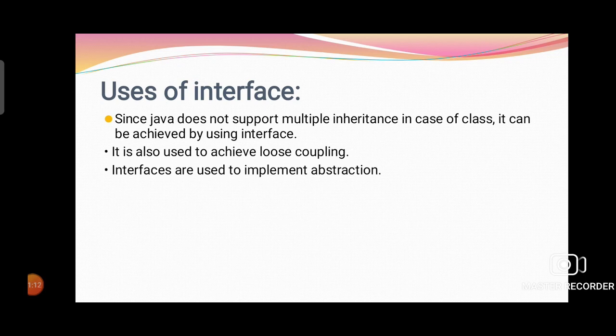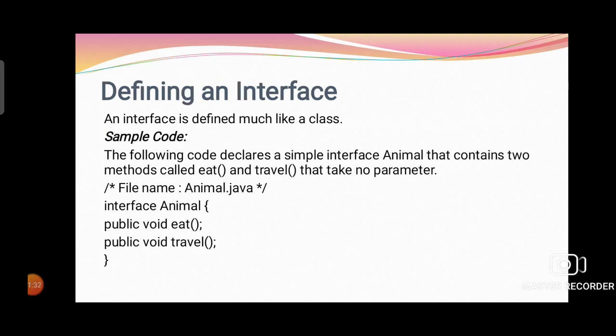Use of interface. Java does not support multiple inheritance. Interface is the only way to achieve multiple inheritance for a class. It is also used to achieve loose coupling, and also it is used to implement abstraction. Now we are going to see how to define an interface.